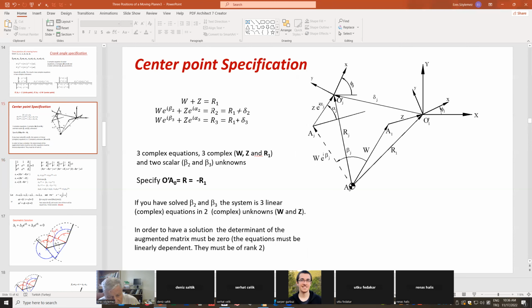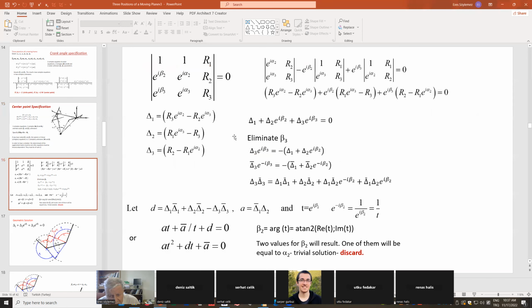This is a very important thing in linear algebra. If you have three equations in two unknowns, if all three are independent, there's no solution. You cannot solve it. Only in this case can you have a solution.